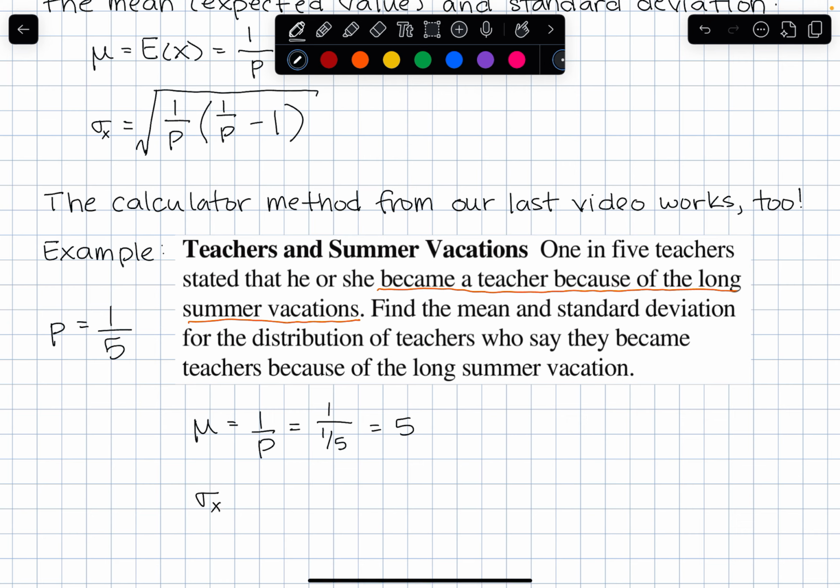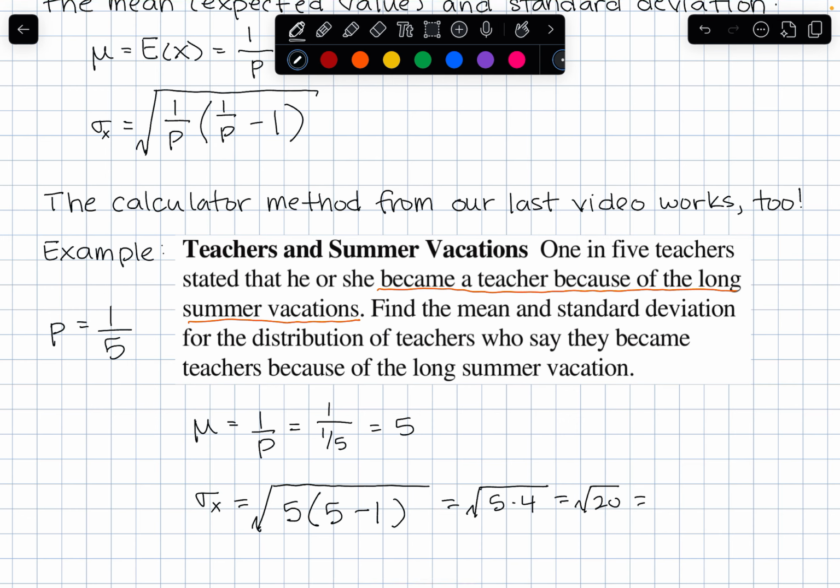My standard deviation, I need to do the square root of 1 over p. Well, I know 1 over p is 5, times 1 over p minus 1, 5 minus 1. So this is the square root of 5 times 4, which is the square root of 20. And we can do that pretty quick on our calculator. I get 4.47, which is pretty big compared to the mean. So this data is spread out about the mean. This has a really wide spread.